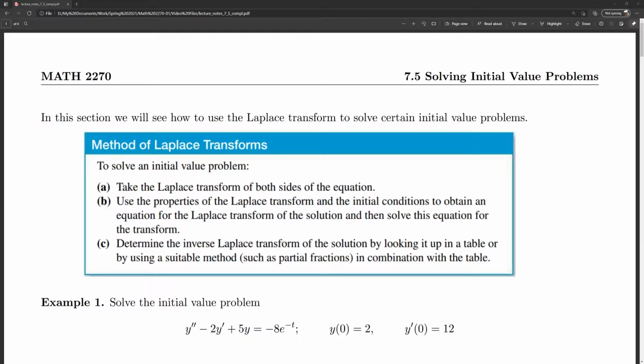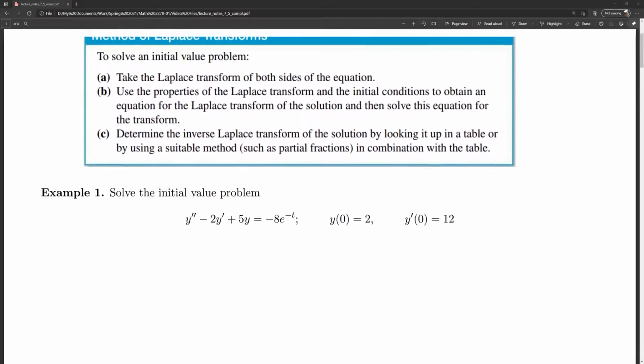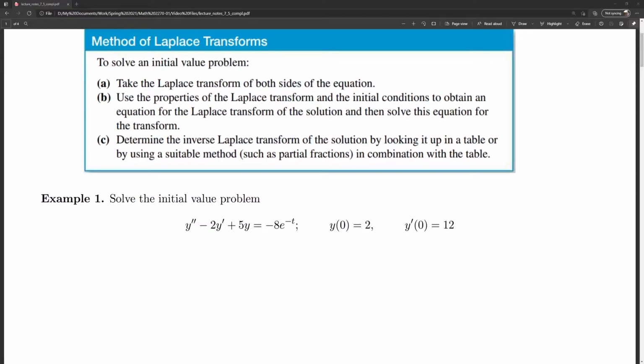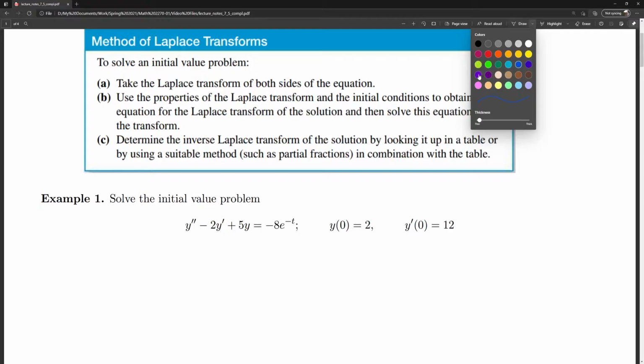So in this example, we're asked to solve the initial value problem y double prime minus 2y prime plus 5y equals negative 8e to the power negative t with initial conditions y at 0 equals 2 and y prime at 0 equals 12. So we're going to start off by taking the Laplace transform on both sides and then using linearity.